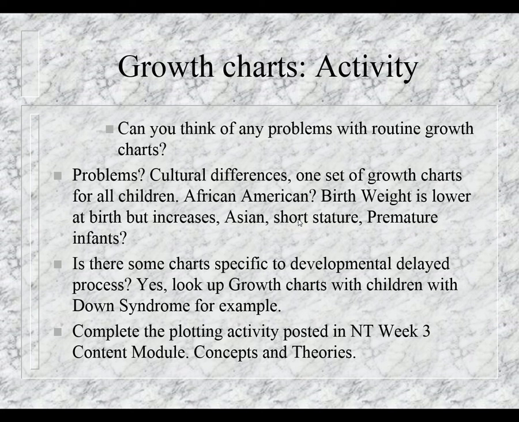There is a particular chart for them. Complete the plotting activity that's posted in Nursing Theory Week 3 content modules, concepts, and theories. It is a little thing over Tommy Thumb. I give you the birth weight, what he does at 6 months and 12-month checkup, the birth length, and then at 6 months and 12 months. You should be within plus or minus 5 percentile rank to get it correct.